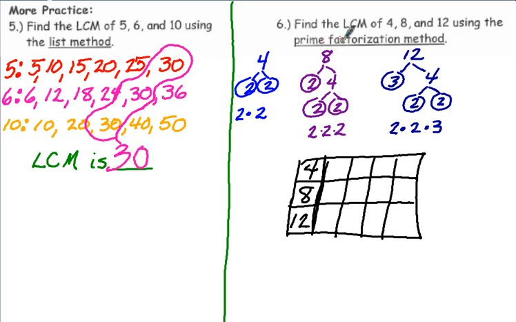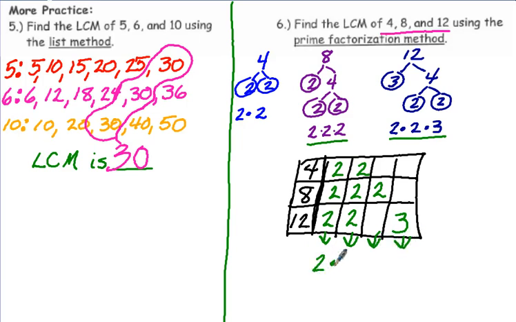Now using prime factorization, let's find the LCM of 4, 8, and 12. I've already done your factor trees, so let's see how to fill those in. For 4 we have 2 times 2. For 8 we have 2 times 2 times 2. And for 12 we have 2 times 2 times 3. Remember, you can only fill in columns with matching numbers. But for LCM, we're going to drop down all of our columns. 2 times 2 times 2 times 3. 2 times 2 times 2 is 8, times 3. So 24 is your LCM of 4, 8, and 12.